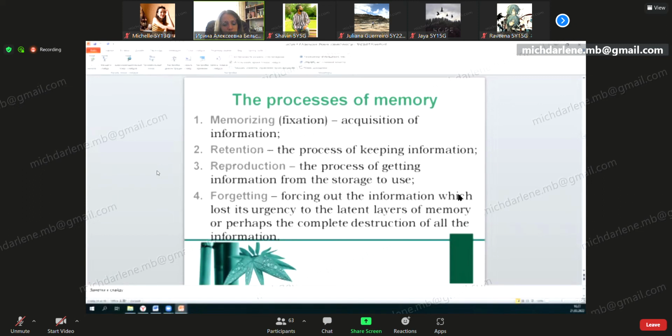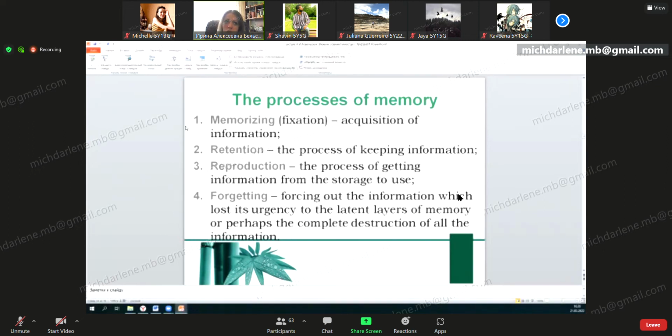Next one, retention. Retention can be defined as the process of keeping information. Reproduction, a specific process characterized by getting information from the storage to use. And forgetting, the last one, is the process of forcing out the information which lost its urgency to the latent layers of memory, or perhaps the complete destruction of the information. So there are four main processes of memory: memorizing, retention, reproduction, and forgetting.